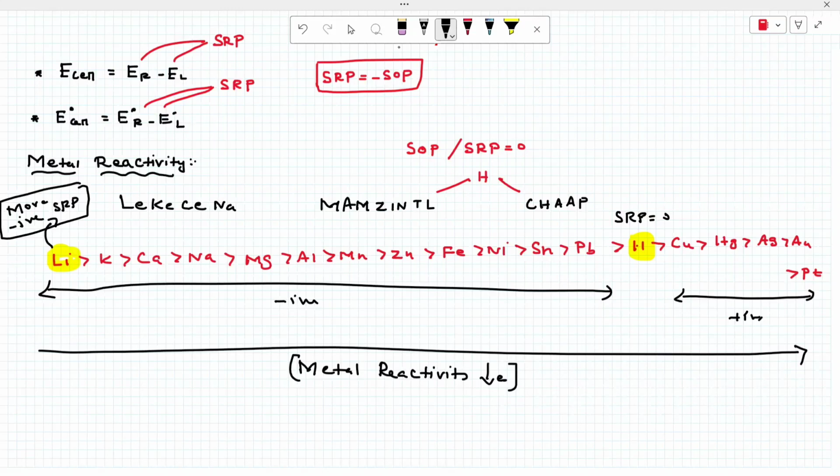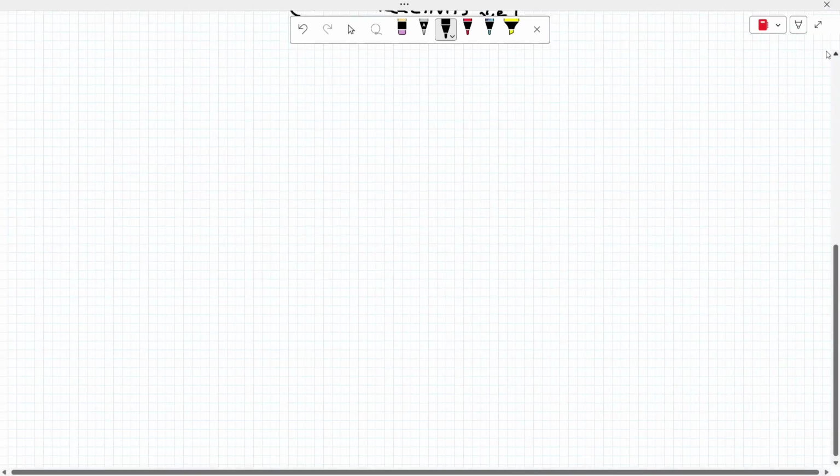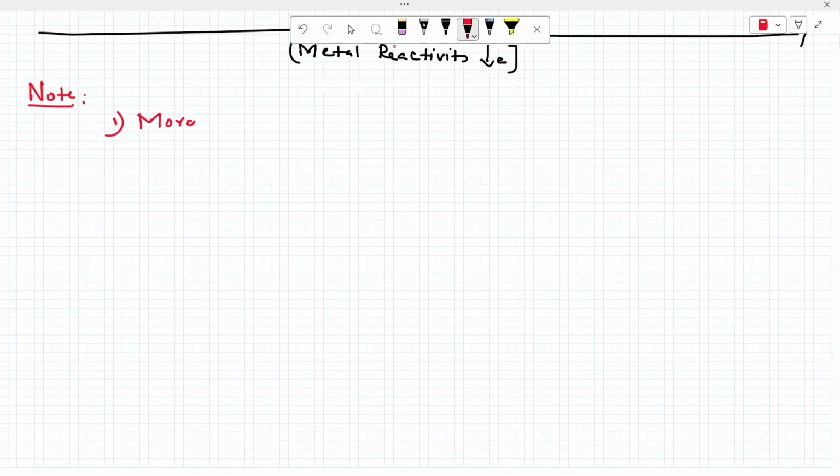Last class I gave the insight on how to find the reducing agent and oxidizing agent, and the same I am going to add some extra points. Please note. What is the first point I am going to give today? This is a very important point from the exam point of view. First point: the metal with the more negative value of SRP undergoes oxidation.